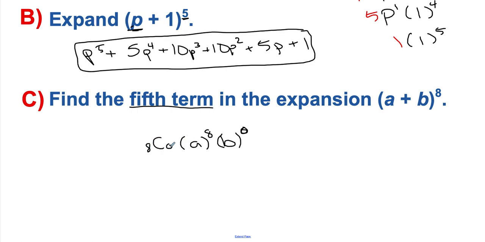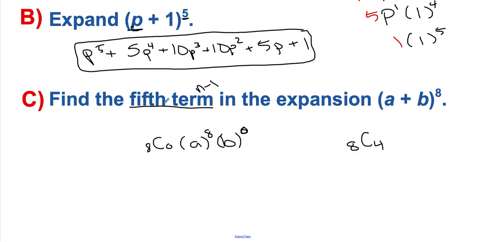Okay, so 8 choose 0 would be the first term, right? If we want the fifth term, kind of think about that. First term is a 0, fifth term should be a 4. So our combination should be 8 choose 4. So whatever number this is looking for, you're going to think n minus 1.